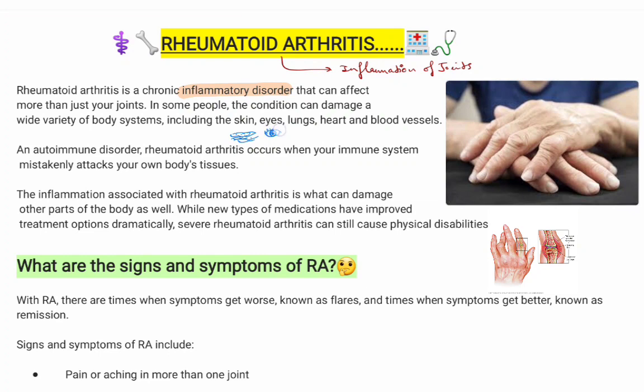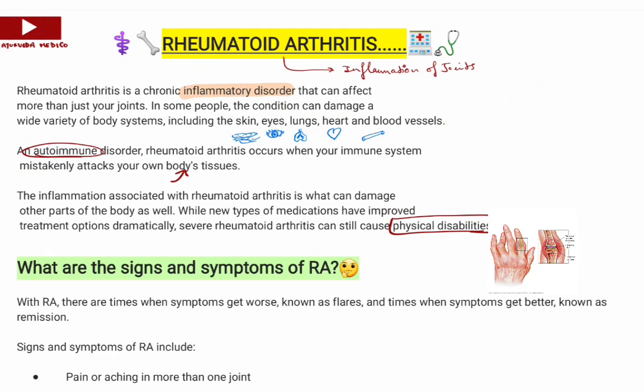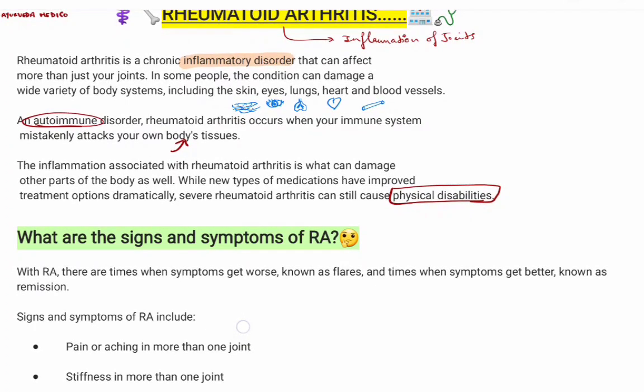joints. In some people, the condition can damage a wide variety of body systems, which includes the skin, eye, lungs, heart, and blood vessels. An autoimmune disorder. RA is an autoimmune disorder which occurs when your immune system mistakenly attacks your own body tissues. The inflammation associated with RA is what can damage other parts of the body as well. It causes the physical disabilities of the individual.